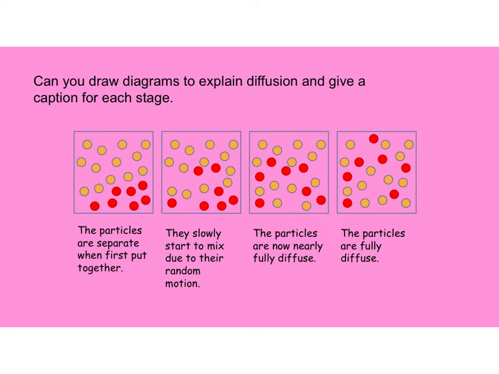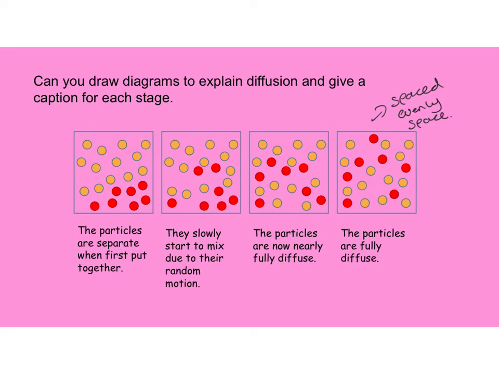Okay, they will slowly start to mix due to random motion. So over time, liquids and gases have the ability to move, so they'll start to mix due to random motion. The particles are now nearly all diffused, and then here when they're completely spread out, okay, remember they're evenly spread out, spaced out. This is when we say that diffusion is finished.